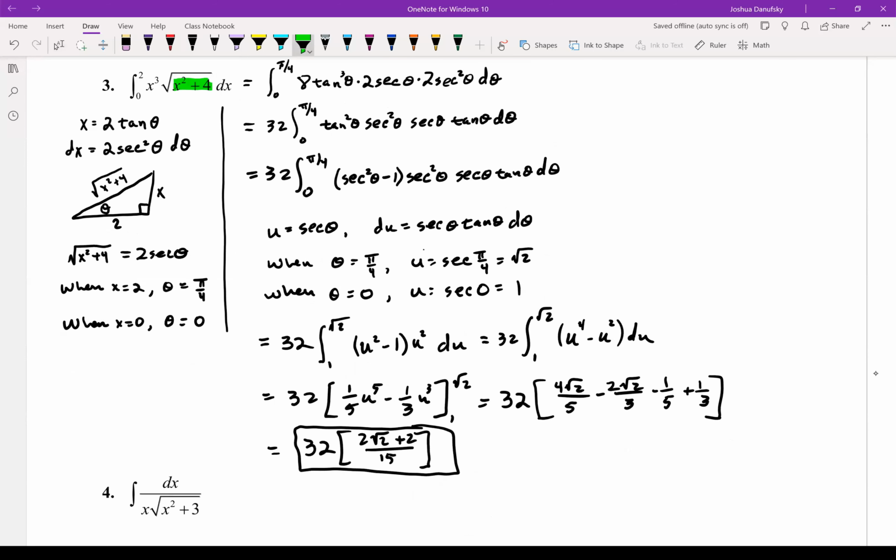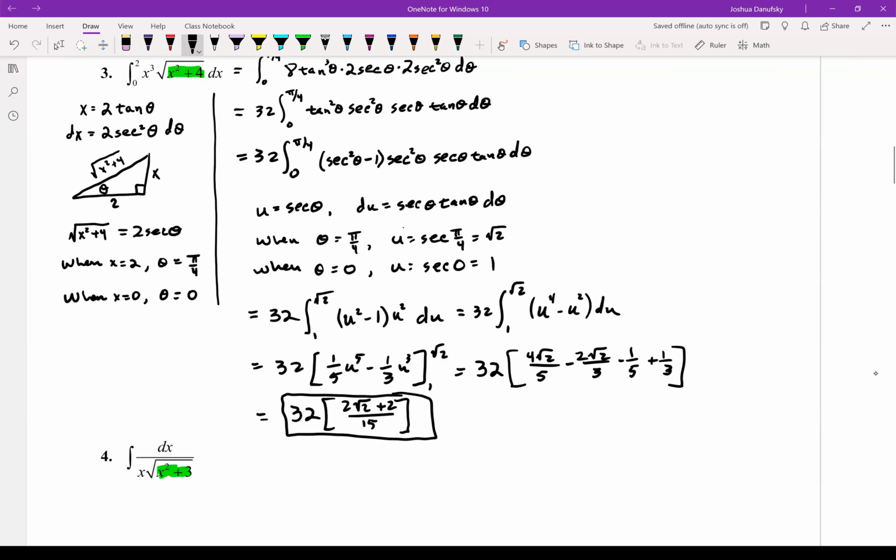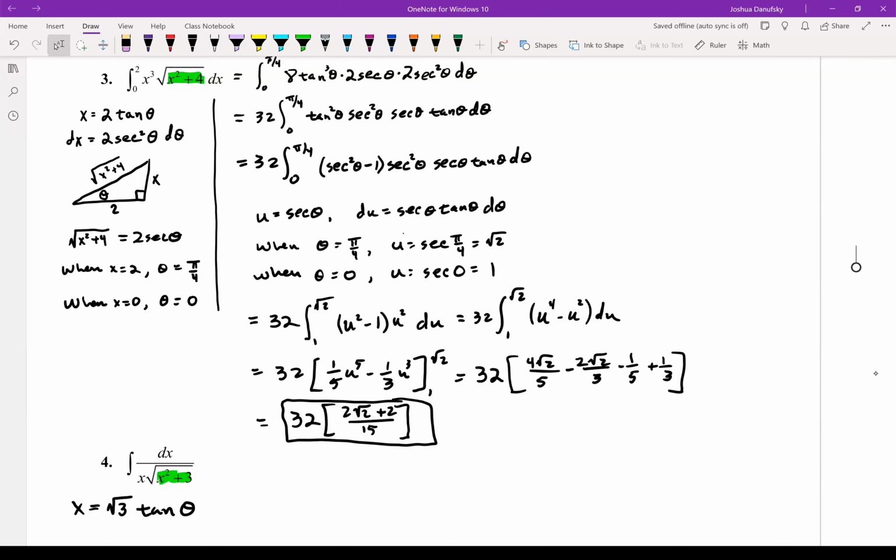Now you'll go ahead and do number 4. You'll notice that in the square root, again, we have the variable squared plus a constant squared. So start off just as we did in number 3, let x equal, in this case, a is going to be the square root of 3 tangent theta. And follow pretty much the same steps as we did in number 3.